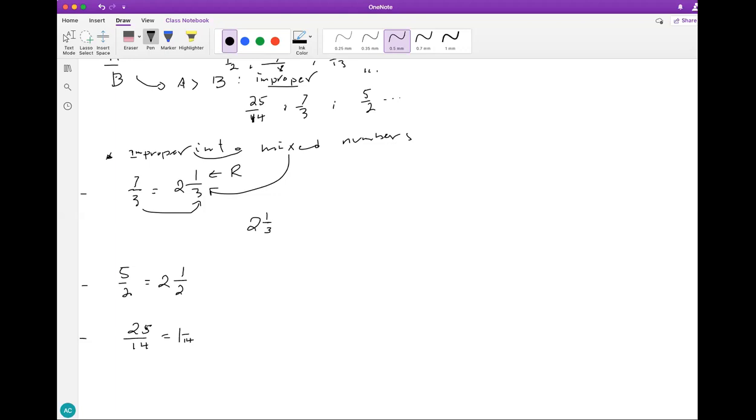3, 9. I think 9. I'm not sure. 11, I think. 11 is better. Okay. That's right, because if you add these two, you get 25. If you add 11 and 14, it's 25, you get twice. Okay, so 1 and 11 over 14.